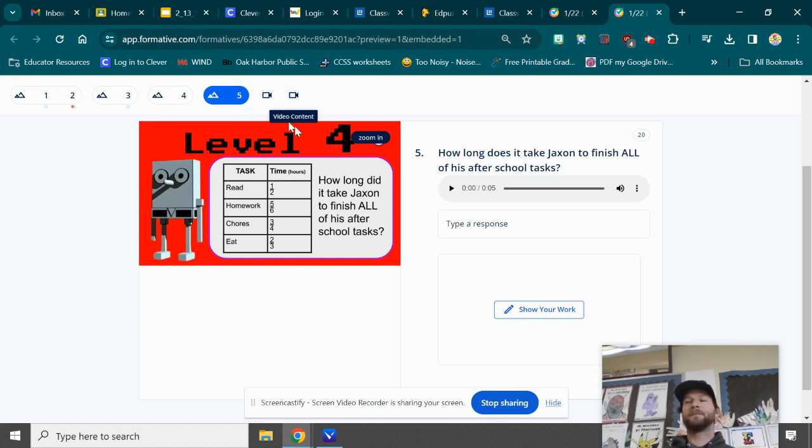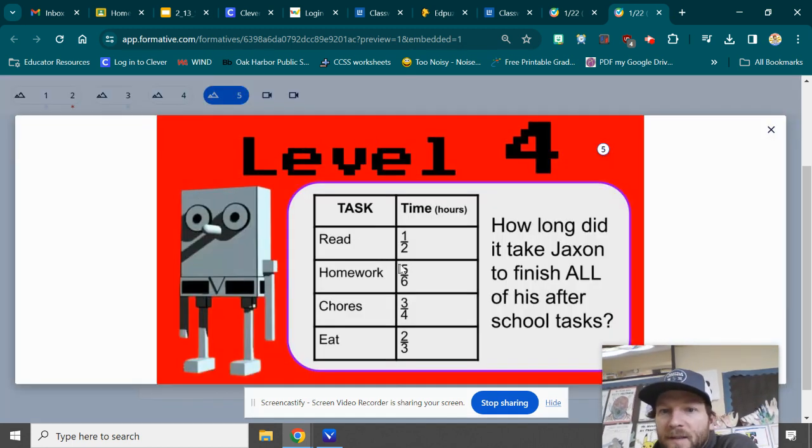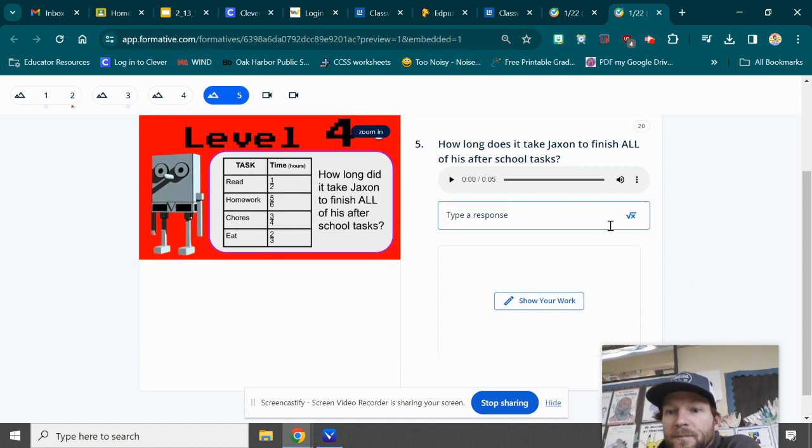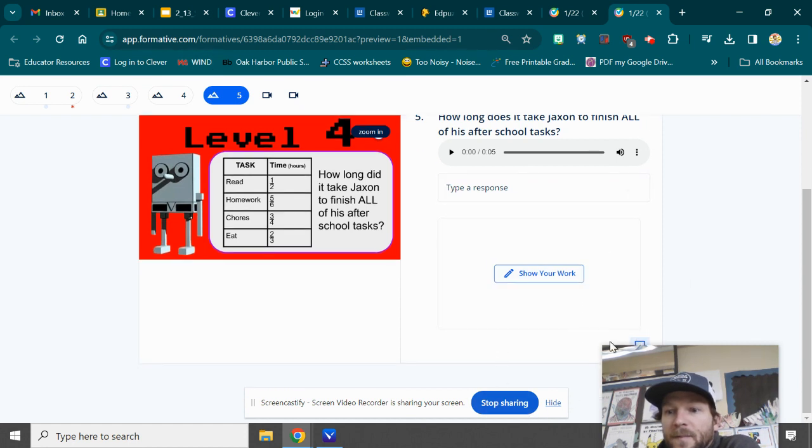And this last one. So this is one where you got to add all these up. And look, there's a bunch of different denominators: halves, sixths, fourths, and thirds. So you need a common denominator for all those. It's probably impossible. No one will ever figure out that it's 12ths. So good luck with that.